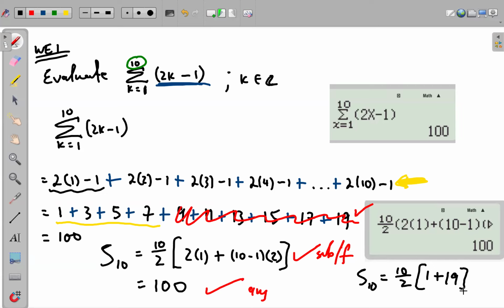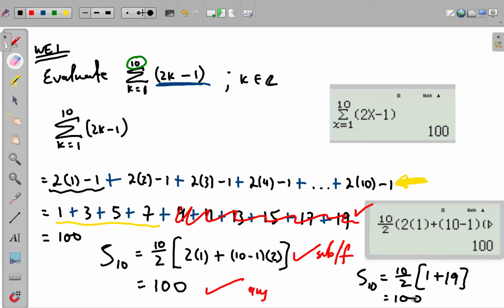And then, of course, this should give us the same thing. I'll leave it up to you to actually figure this one out. That's a nice, easy 100, because you have 10 over 2, which is a 5. Multiplying that by 20 gives you the 100. So that's that. Of course, here you would have worked out the last term.